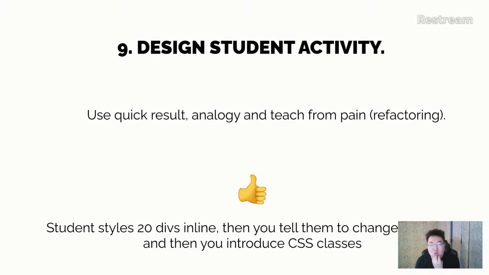What do we mean by quick result? Quick result is not 100% a tip. It is more like a concept, more like things that you should keep in mind. It states that the student has to achieve results very quickly.